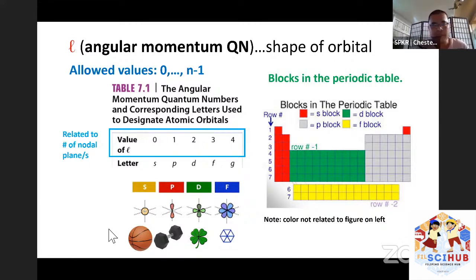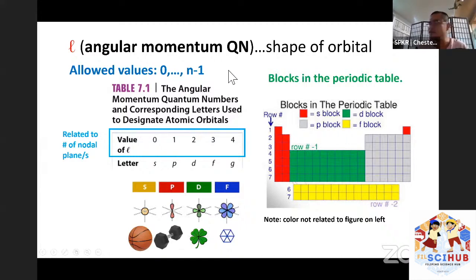Ang allowed numbers for N are actually positive integers or your counting numbers: 1, 2, 3, 4, 5. Now, yung allowed values for L is actually different. So you're going to start from 0, and then hanggang N minus 1.